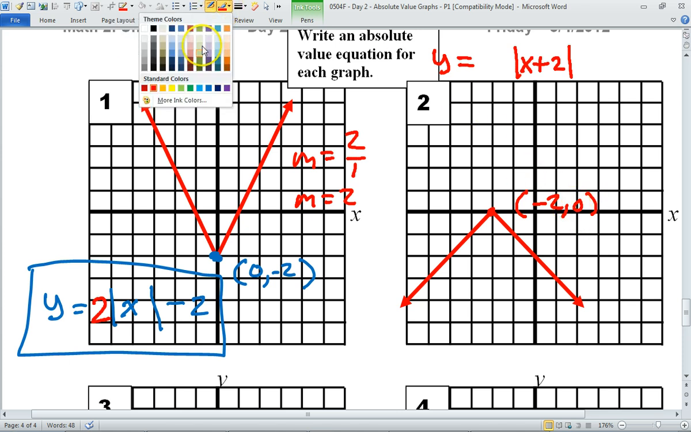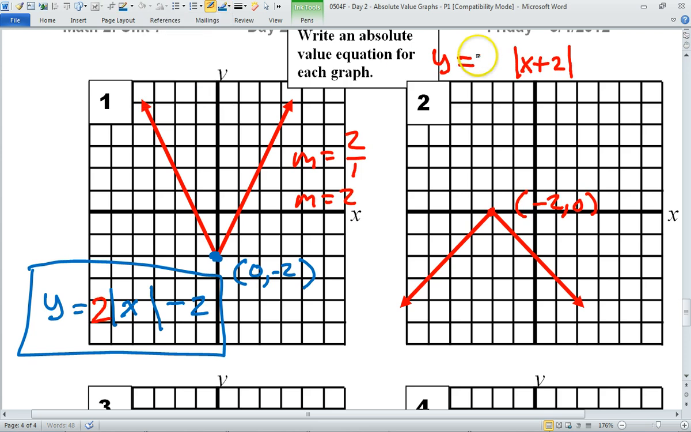Now, how do I know the number that's going to go in the front? The slope of the right-hand branch. Can you tell me what the slope of the right-hand branch is? 1 over 1. Now, is this going to be positive or negative? It's negative, so it's like negative 1 over 1. And what does that reduce down to? Just negative 1.